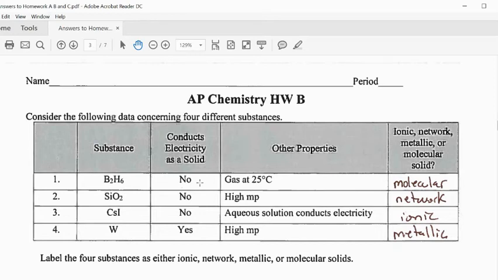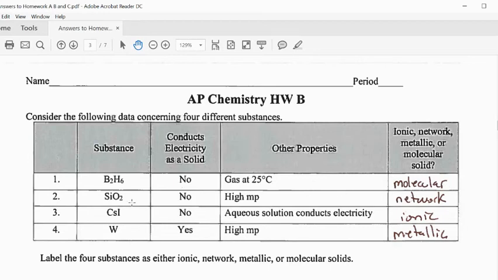Would it conduct electricity as a solid? No, because it's a molecular solid, and molecular solids don't conduct electricity very well. There's no free moving electrons or ions. Probably a gas, and it would be held together by molecular forces, in this case, London dispersion forces.